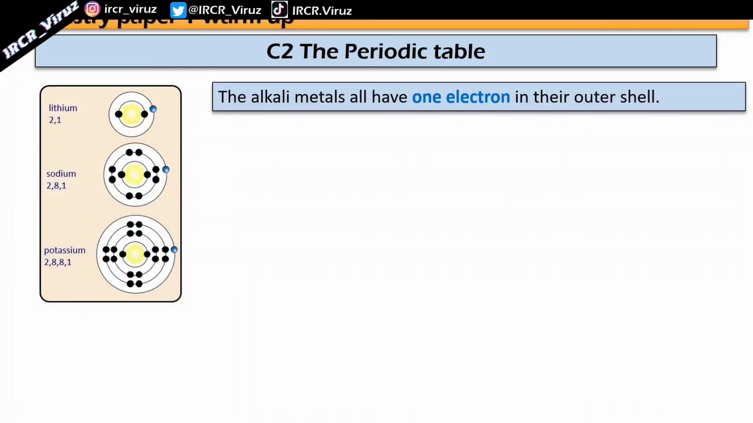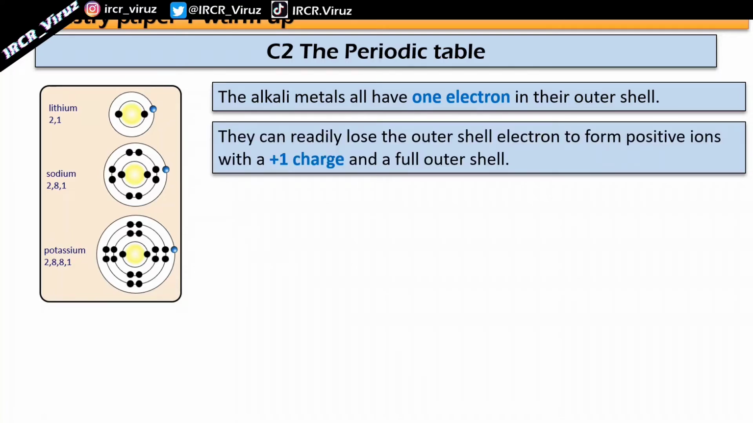Now, the alkali metals all have one electron in the outermost shell. They can readily lose the outer shell electron to form positive ions with a charge of +1. Remember, plus, that will be the cations. So they make cations, okay? And a full outer shell. So they release one electron and they have a full outer shell, okay?